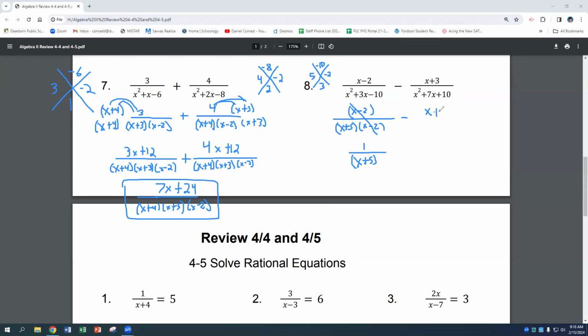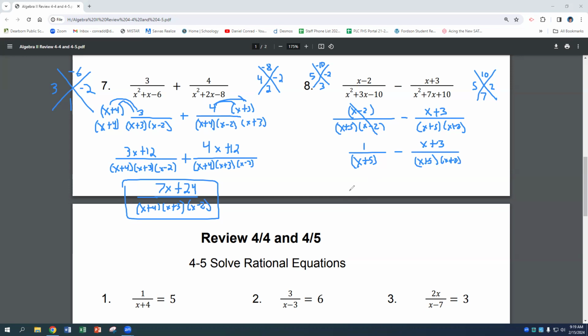Okay, and then I have minus x plus 3 all over x squared plus 7x plus 10. So we want to factor that. Getting ahead of myself here. All right, let's factor that. So we need 2 things that multiply to 10 and add to 7. That's going to be 5 and 2. So I get x plus 5, x plus 2. Okay, so we get minus x plus 3 over x plus 5, x plus 2.